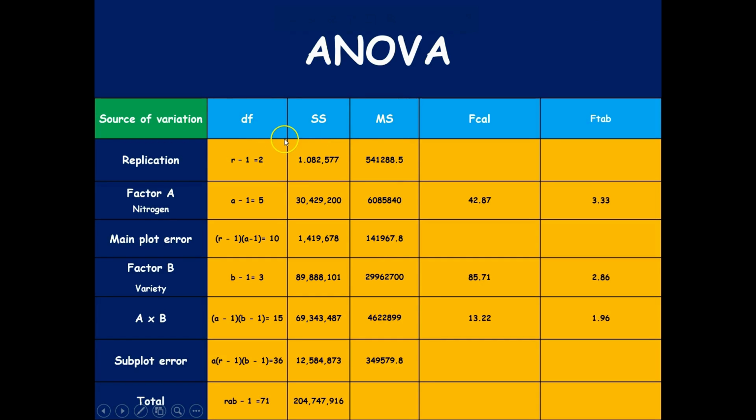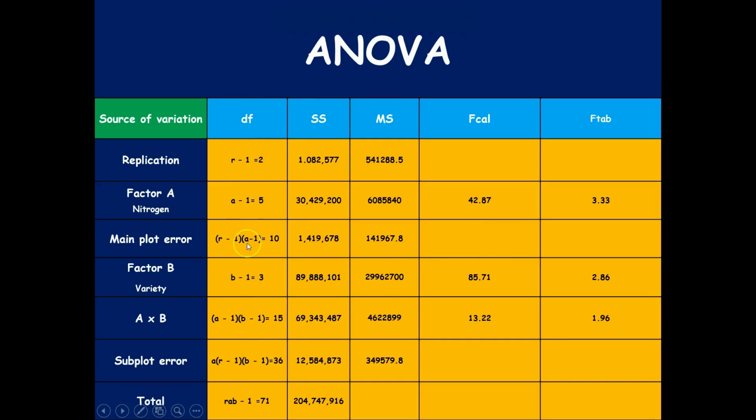So we have an ANOVA table here. The replications, the factor A, that is the main plot factor, main plot error, subplot, interaction, subplot error, and as per the degrees of freedom we will try to incorporate this. There are 3 replications, so 3 minus 1 is 2. There are 6 levels of nitrogen, 6 minus 1 is 5. There were 4 varieties, 4 minus 1 is 3.